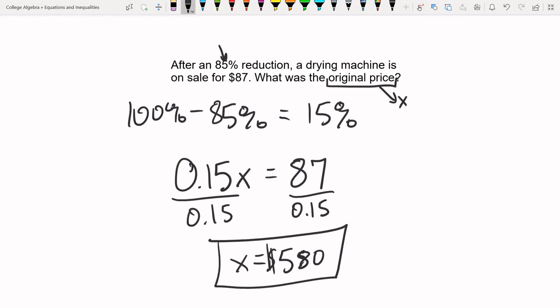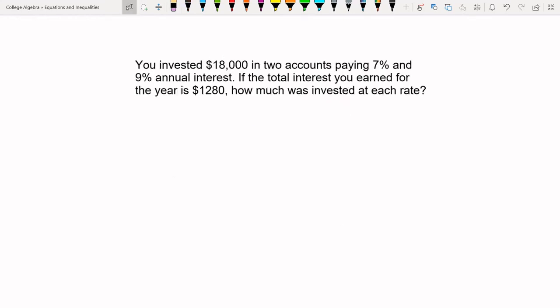That was the original price of the drying machine. We've got two accounts that we're investing in. They give us different annual interests, and we know we want a total interest earned of $12.80. So how much should we invest in each account to get that total interest to earn?